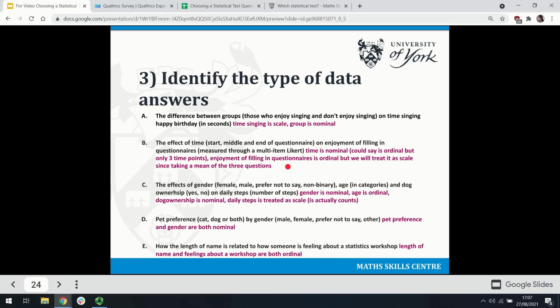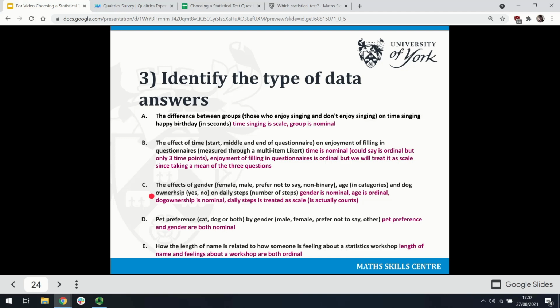The enjoyment of filling in questionnaires, that's ordinal as well because it's on a Likert scale. But we had multiple Likert questions. We had 3. So what we would do is take the mean, the average of those 3 questions, and then we would use that column of data and we would treat that as scale. Since it's a mean, it behaves a bit more like scale. That's acceptable to do. If you find that hard, don't worry. Hopefully the other 3 were a little bit more straightforward.